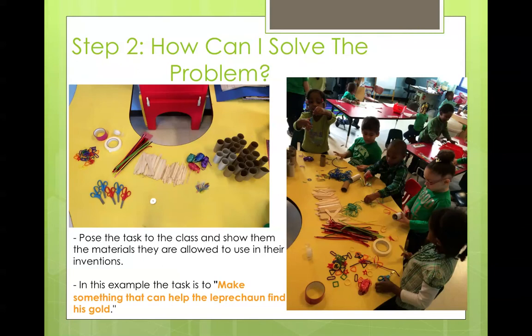Step 2. How can I solve the problem? Pose the task to the class and show them the materials they are allowed to use in their inventions. In this example, the task is to make something that can help the leprechaun find his gold.